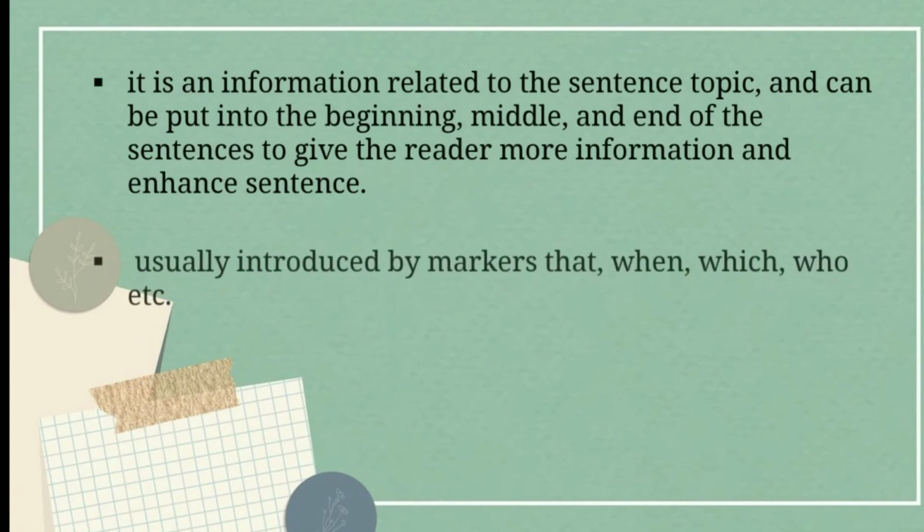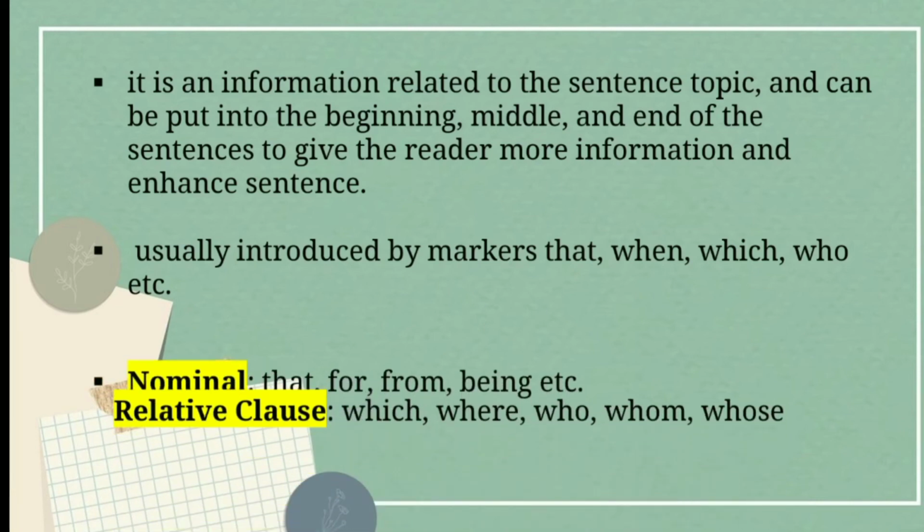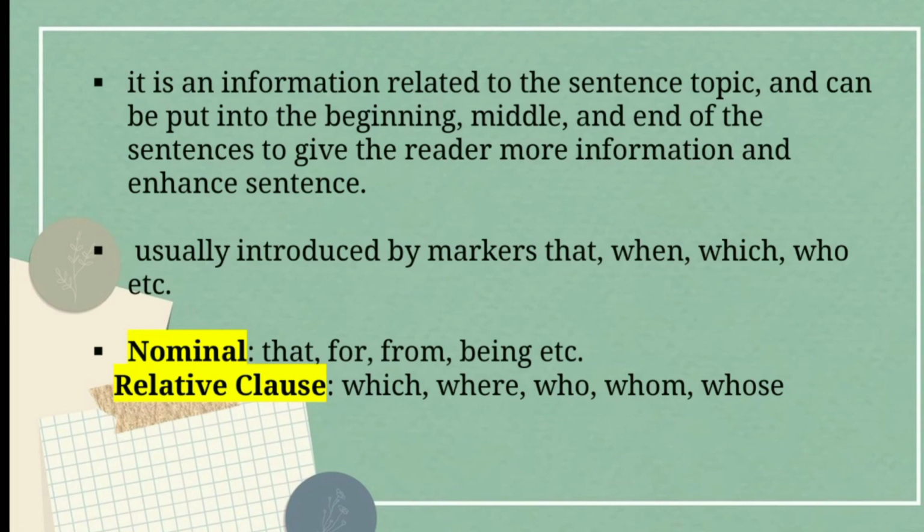It is usually introduced by markers like that, when, which, who, etc. Again, not always. It could use a gerund, or a verb that acts as a noun of a sentence, like playing, swimming, running. So an embedded clause could be an adverbial or adjective clause. We have nominal, or a sentence consisting of a subject and complement without a linking verb. So we can use that, those, for, from, being, etc., as in very interesting, those books.